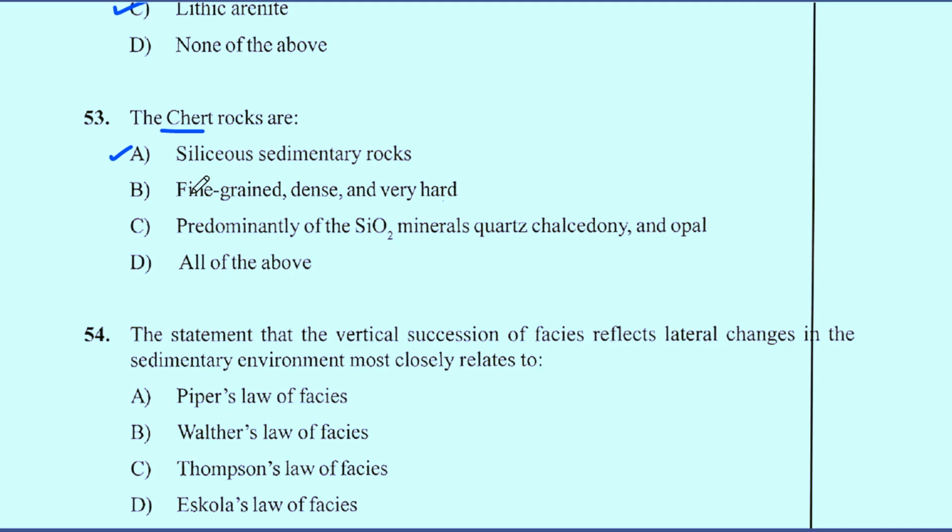Okay, it means SiO2 is there above the CCD and below the CCD, but the form is different. It is fine grained, dense and very hard. Okay, and it forms mostly with the BIF and such things.